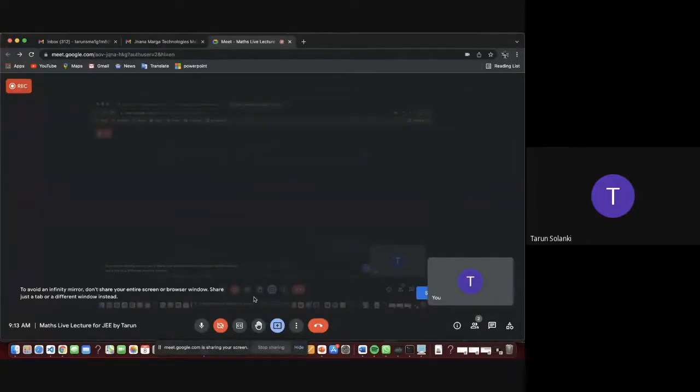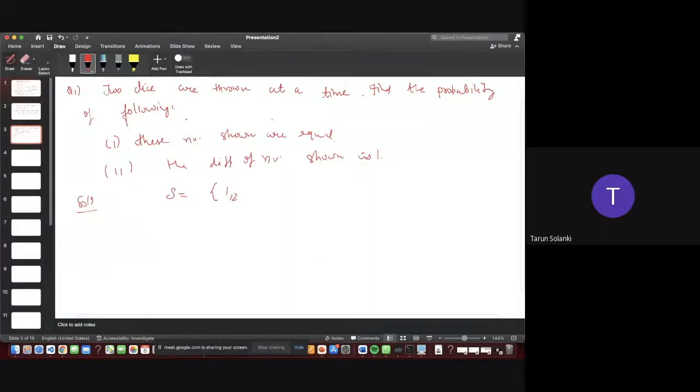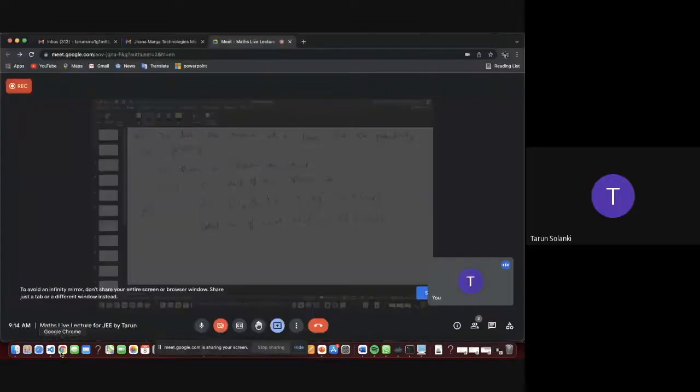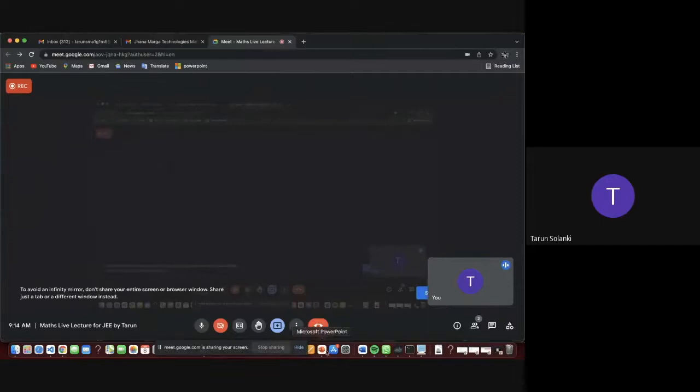S is equal to 1, 2, 3, 4, 5, 6. Second is 1, 2, 3, 4, 5, and 6. These are the two sample spaces given for both dice. So the total number of cases, n of S, is 6 into 6, which is 36.